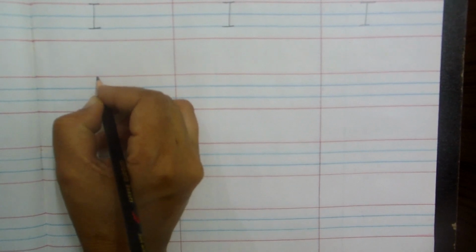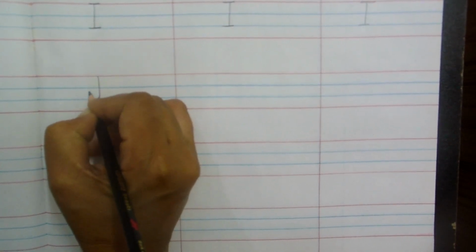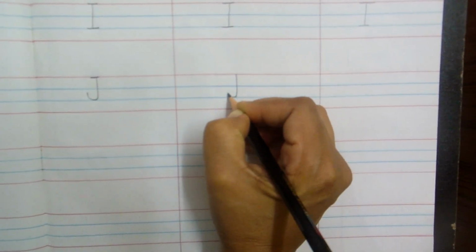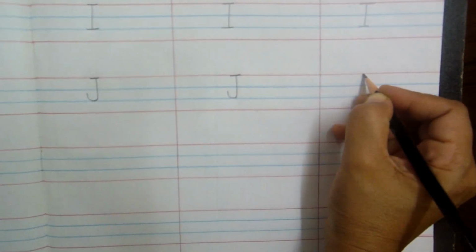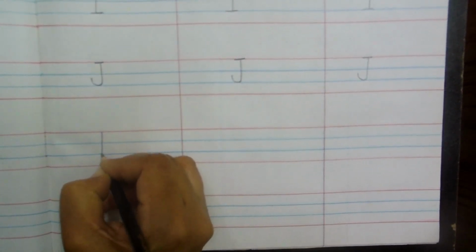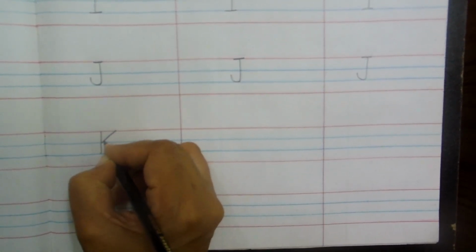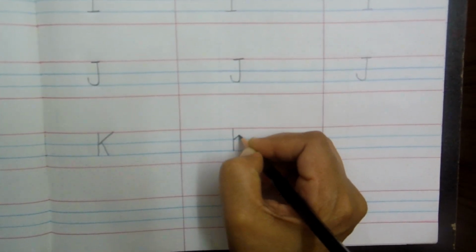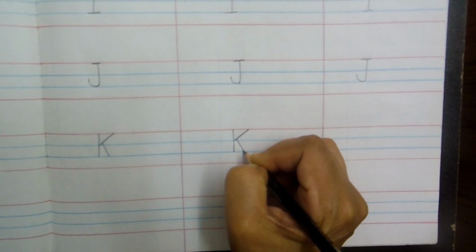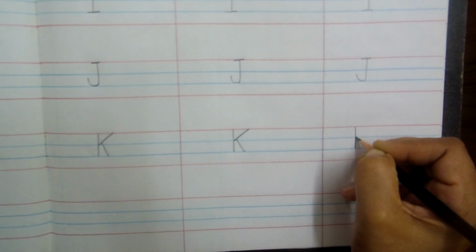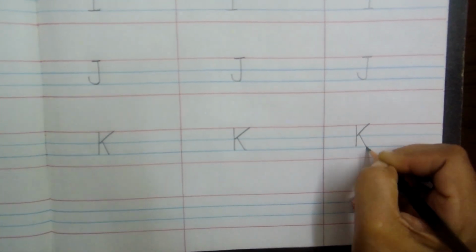Now J. One standing line, small curve and sleeping line makes J. Now let us make K. One standing line, one slanting line, another slanting line makes K. So this is K.